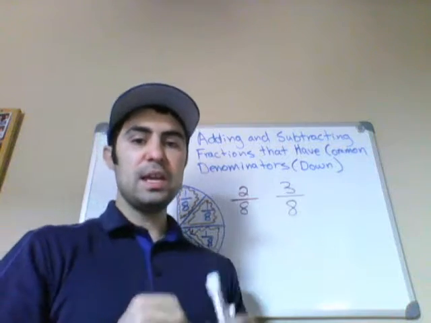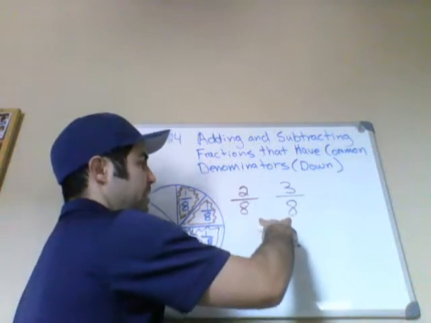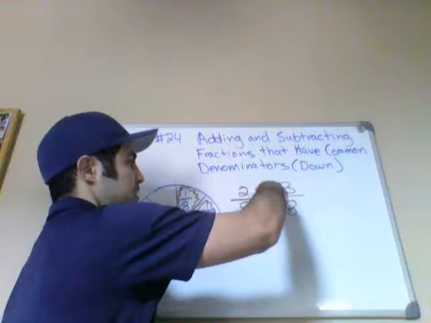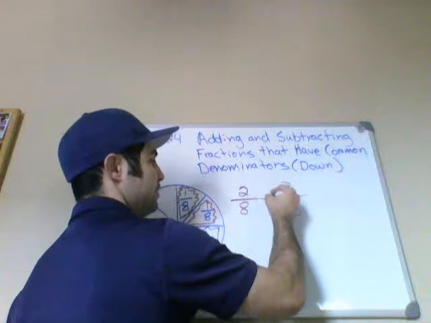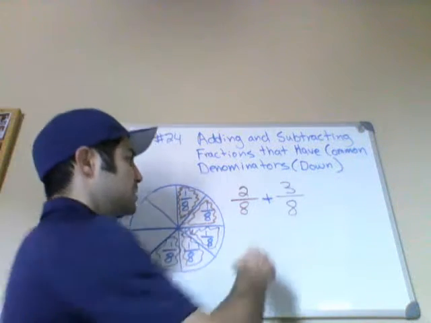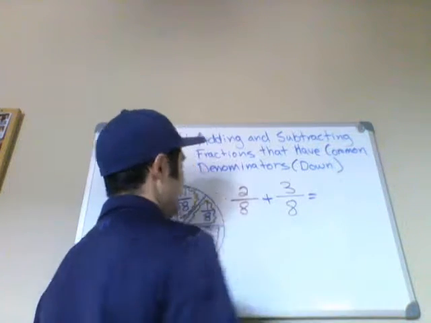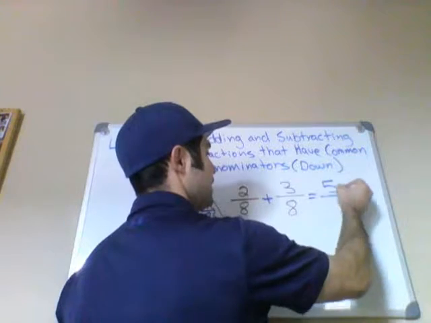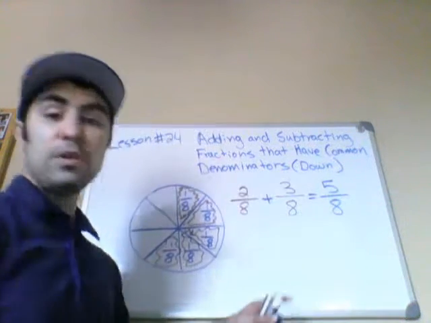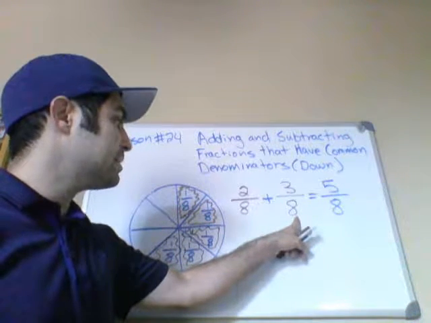Okay, can we add those two problems? Well, do they have a common denominator? Well, this is the numerator, this is the denominator. The denominator is the same, so you can add them. So we're going to have 2 8s plus 3 8s is going to be equal to how many total 8s? 1, 2, 3, 4, 5. 5 8s. Notice, the denominator, the common denominator, is not added.